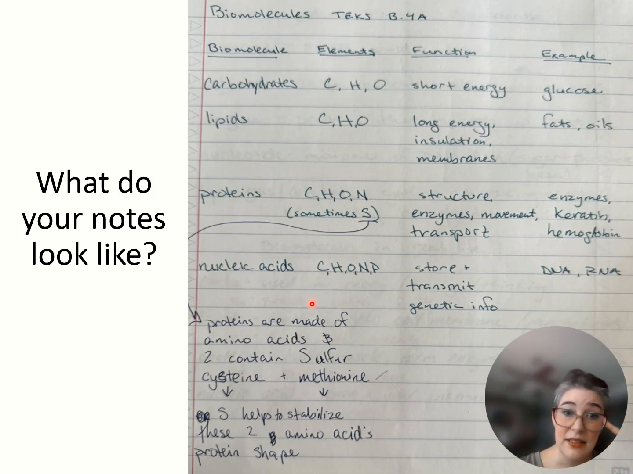Nucleic acid, so here we have our carbon, hydrogen, oxygen, nitrogen, and phosphorus. The only biomolecule with phosphorus is nucleic acid, and that stores and transmits genetic information. DNA, RNA, those are your examples. So hopefully you have a note page that has some of this or all of this information, and if not, now's a great time, plug in those gaps in your own notes.